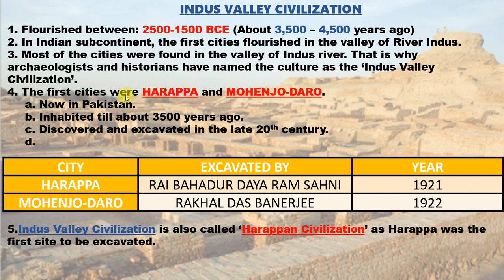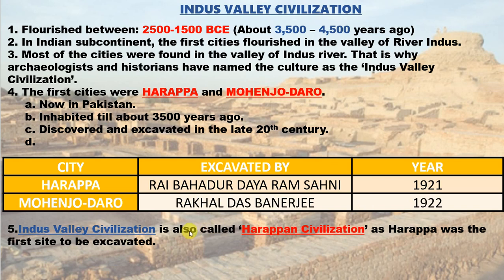The first cities which were excavated were Harappa and Mohenjo-daro. They are now in Pakistan and they were inhabited till about 3500 years ago, and they were discovered and excavated in the early 20th century. Let us see the excavations were done by whom. The Harappa city was excavated by Rai Bahadur Dayaram Sahni in 1921, and Mohenjo-daro, the second site, was excavated by Rakhal Das Banerjee in 1922.